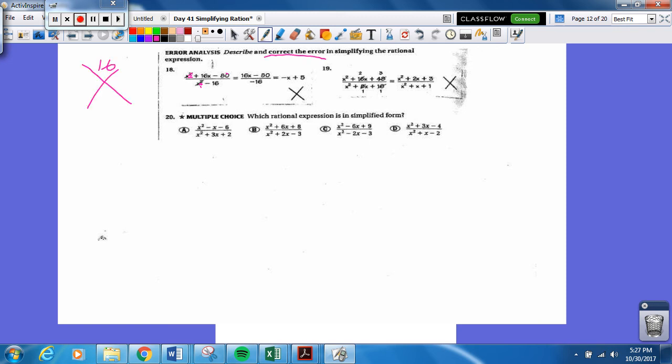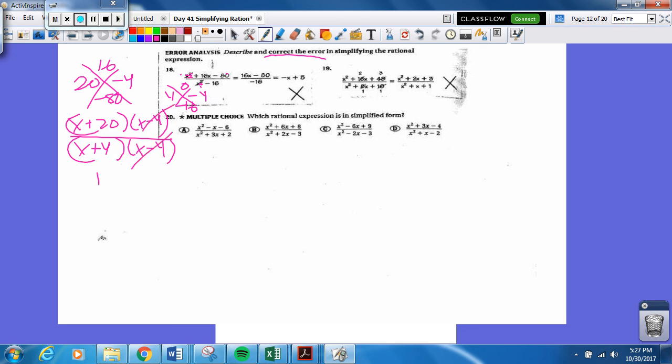What adds to 16 and multiplies to negative 80? We're factoring the numerator now, right here. 20 and negative 4. Yeah, 4 $20 bills equals 80 bucks. I know my money. Do you? Oh, yeah. X plus 20, x minus 4. All right. Denominator time. 0, negative 16. That would be 4 and negative 4. So x plus 4, x minus 4, and there you go. So it's not negative x plus 5. The final simplified answer is x plus 20 divided by x plus 4. There you go.